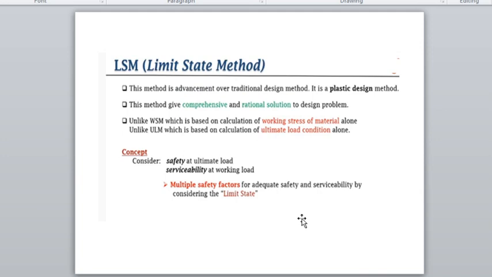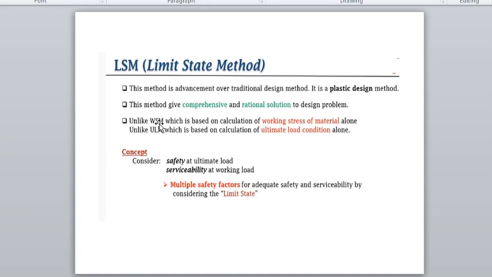for the design. That means for a steel of grade Fe 500, the elastic region may be up to only about 200 Newton per mm square. So we are taking the plastic stage also. That is, we are assuming that the steel can carry some more load, so that will result in an economical design. Now, this method gives a comprehensive and rational solution to different problems.